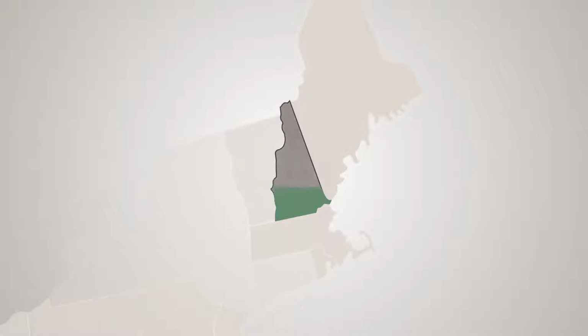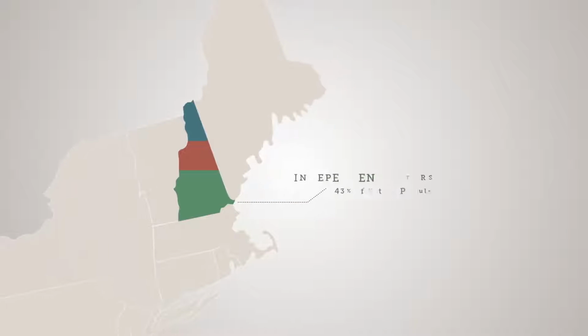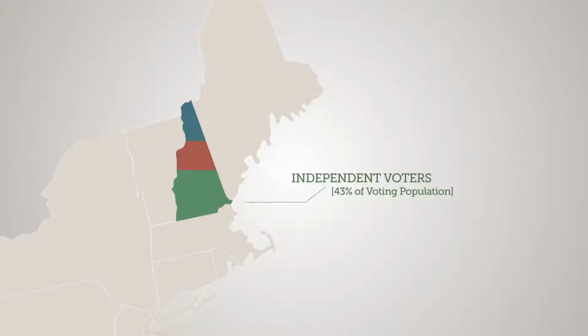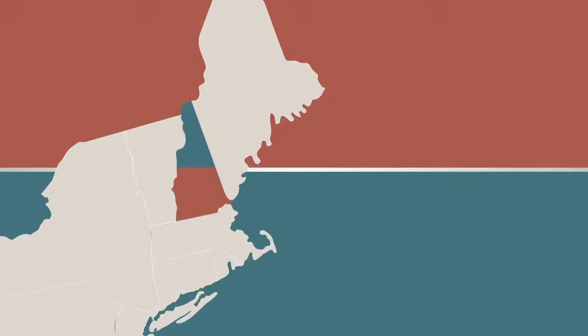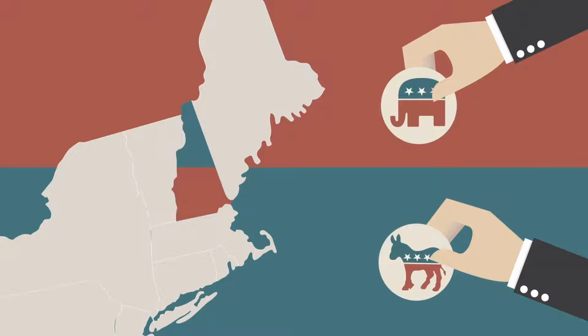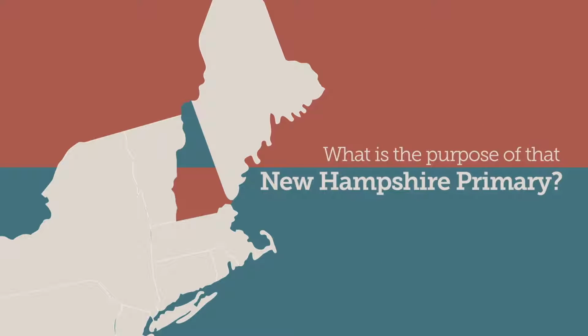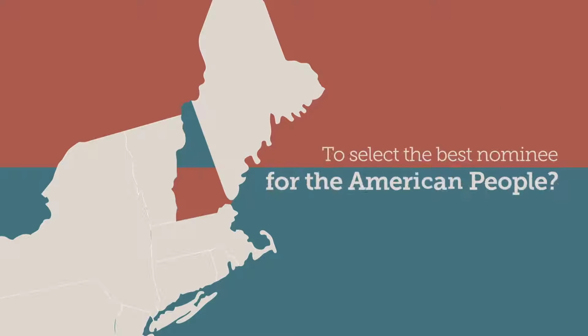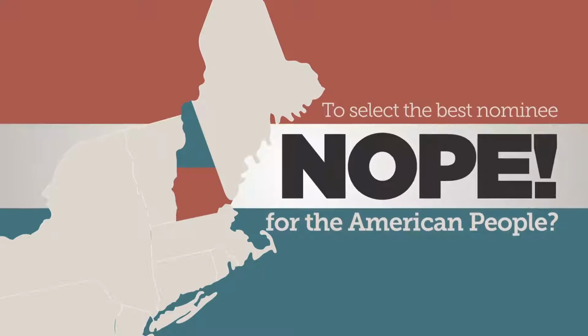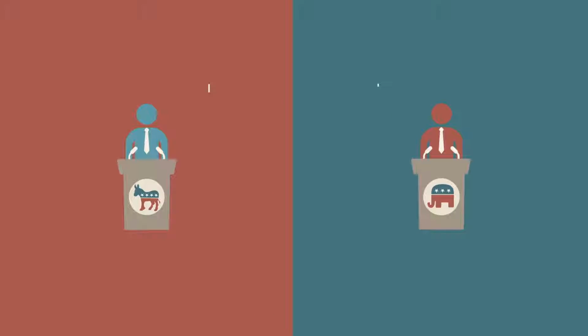Remember, we mentioned the first in the nation New Hampshire presidential primary? Well, 43% of all voters in New Hampshire can't vote in that primary. If they do, they're forced to join the Republican or Democratic Party. And what is the purpose of that New Hampshire primary? To select the best nominee for the American people? No. It's to select a nominee for president that best represents the party.